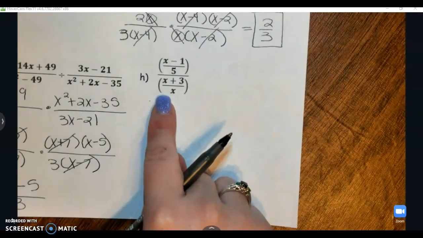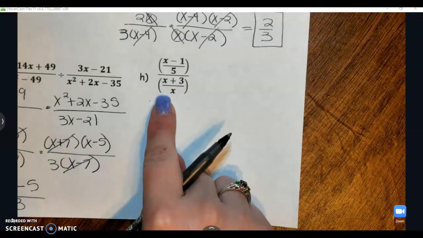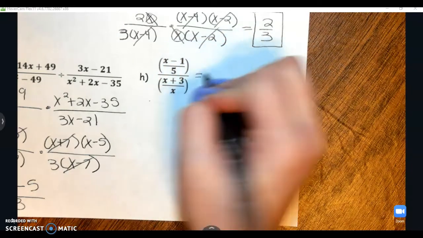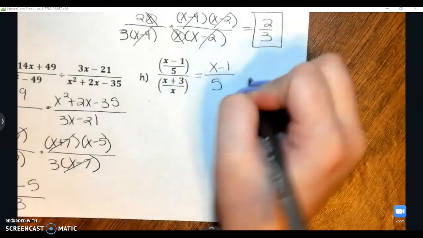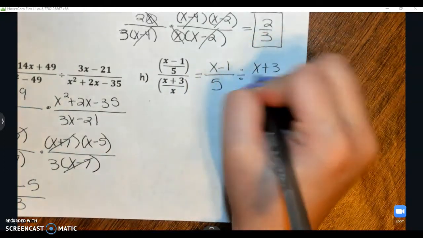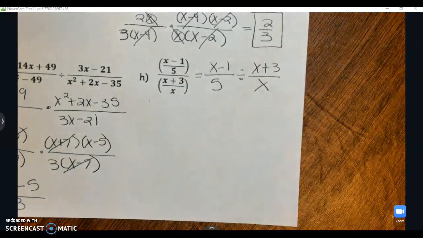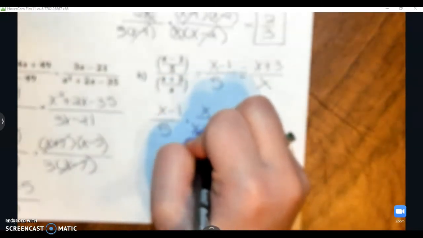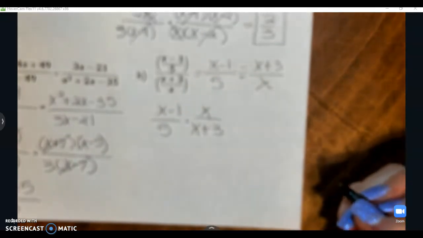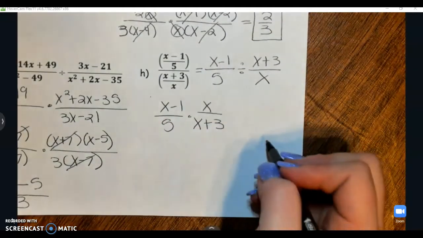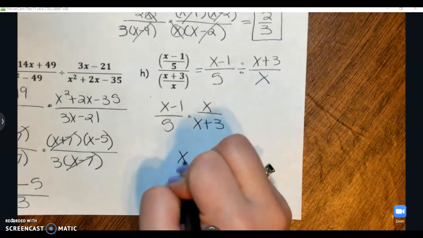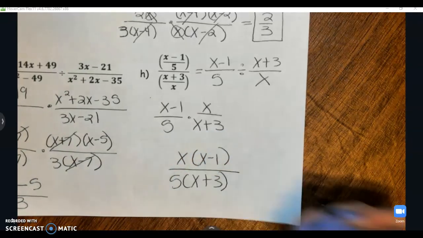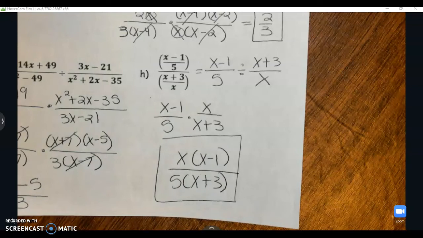Last one. This is another way that you might see a rational expression being divided. So this is rational expression, rational expression. This is the same thing as x minus 1 over 5 divided by x plus 3 over x, right? Fraction means division. So keep, change, flip. And this one's kind of similar to E that we've already done, but I can't simplify anything, can't cancel anything. So this is just going to be the product of these two expressions, and that's the final answer for H.